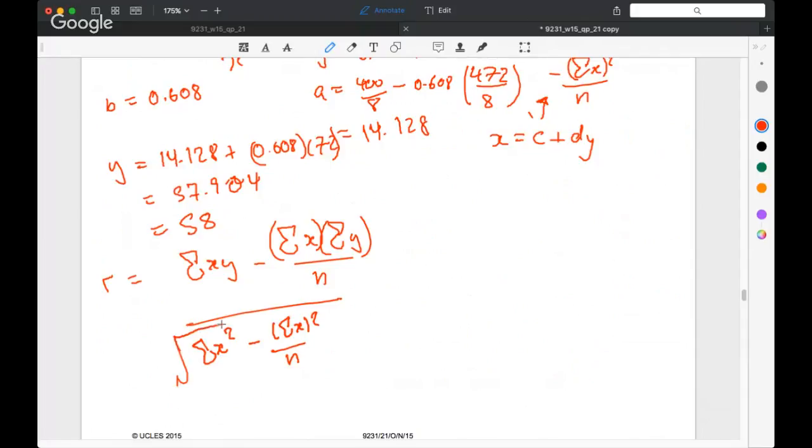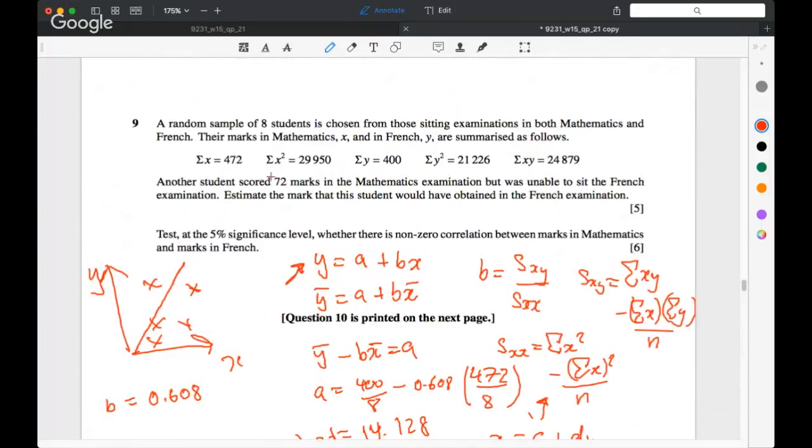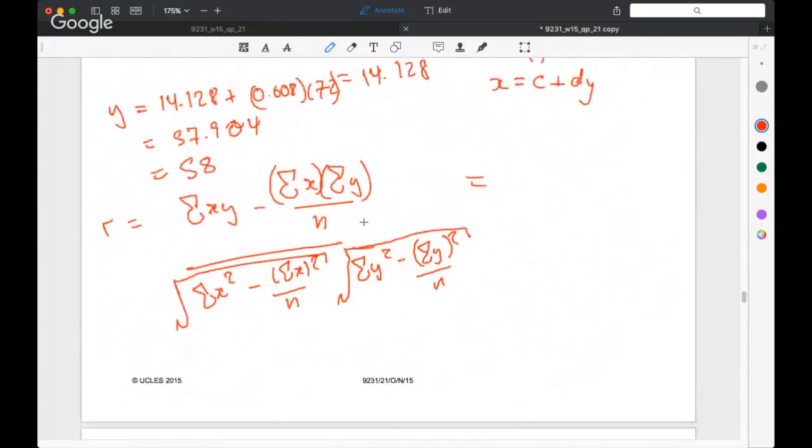So that's one part of the bracket. I'll write another square root because I don't want to put in brackets. Sum of y squared minus the sum of the y all squared over n, because that's the other one. You have all the numbers up here. So you just plug them all in and you get an R value of 0.797.